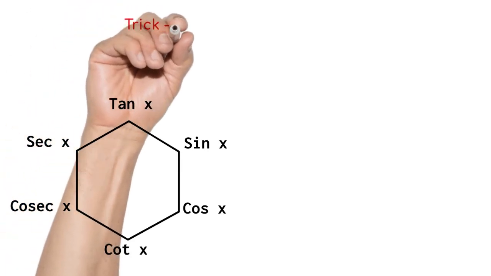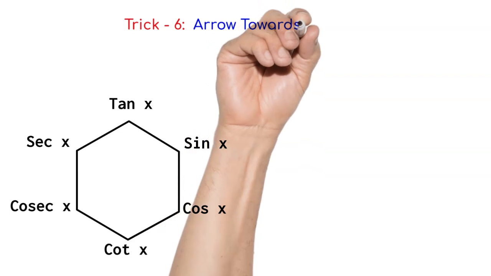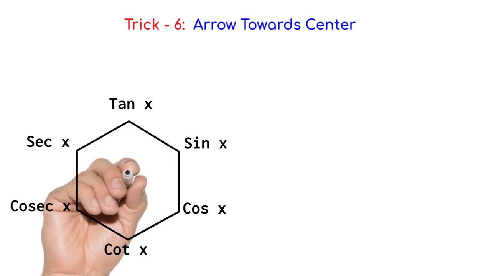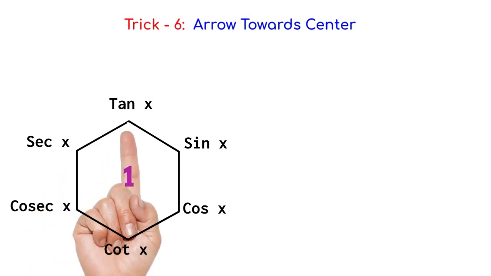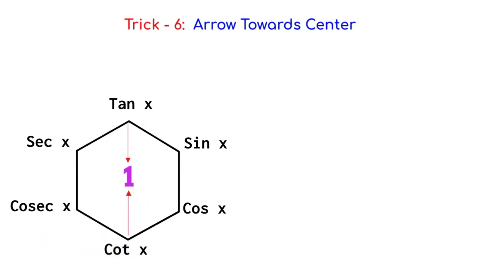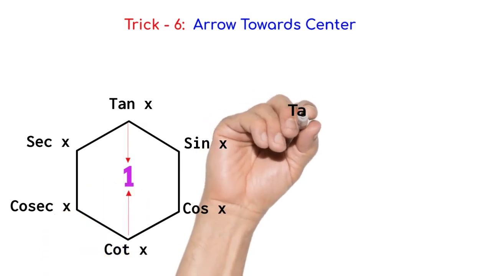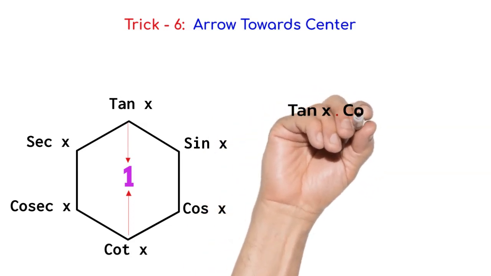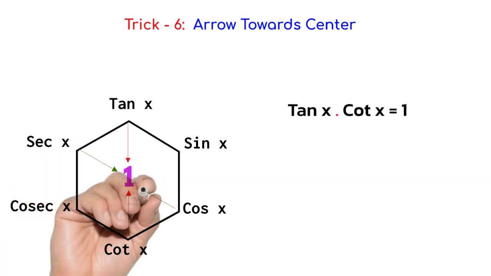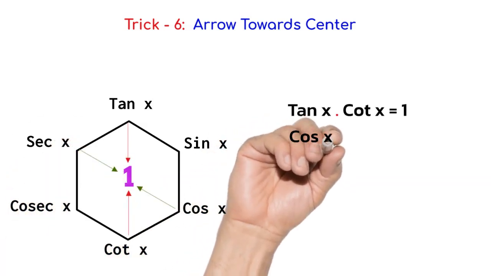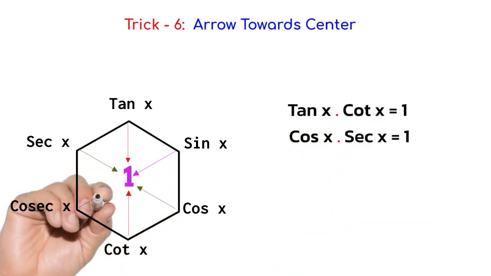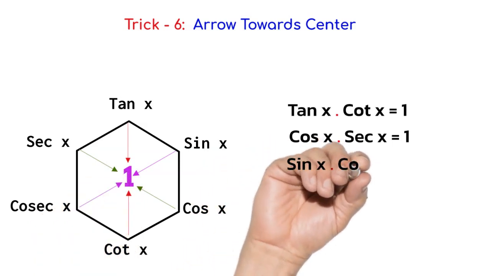Now we will go to the sixth trick, that is the arrow towards the center. Here we have to place the number 1 at the center of the hexagon and point the arrow towards the center diagonally so that we will get these equations: tan x into cot x is equal to 1, cos x into cosecant x is equal to 1, and last is sin x into cosecant x is equal to 1.